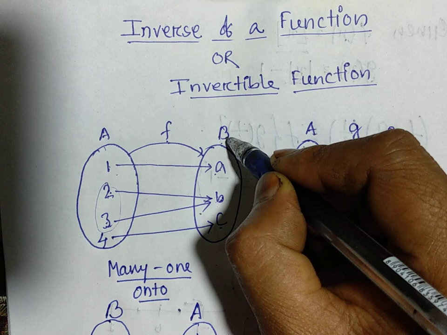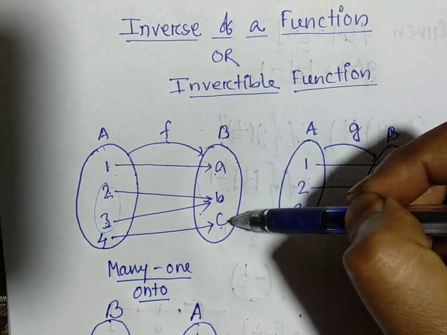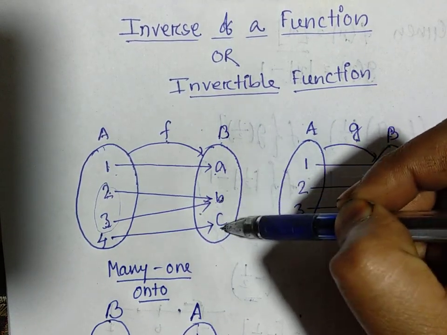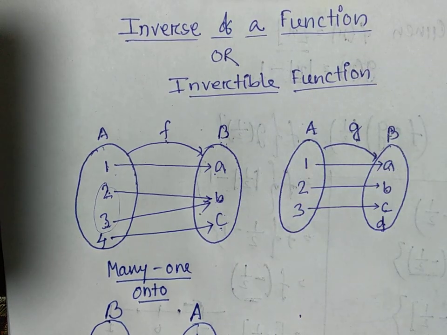What is the range set? Range set is nothing but the related elements of the second set. What are the related elements? a, b and c. That means here range equals codomain, therefore the function is onto.